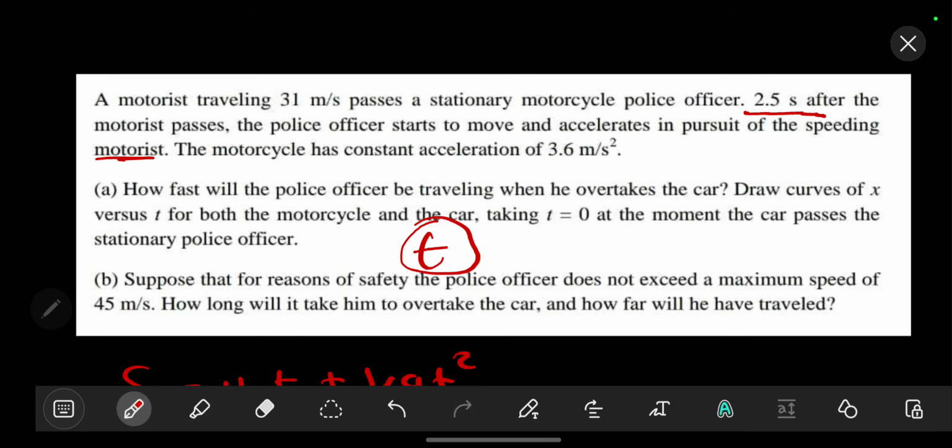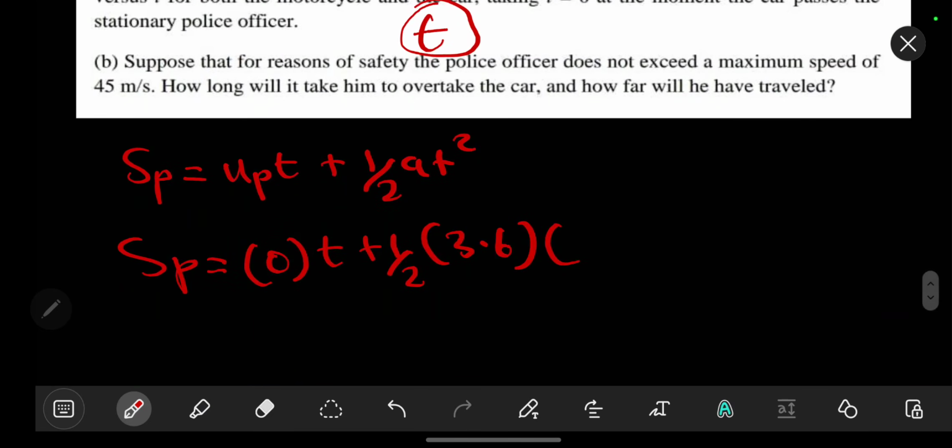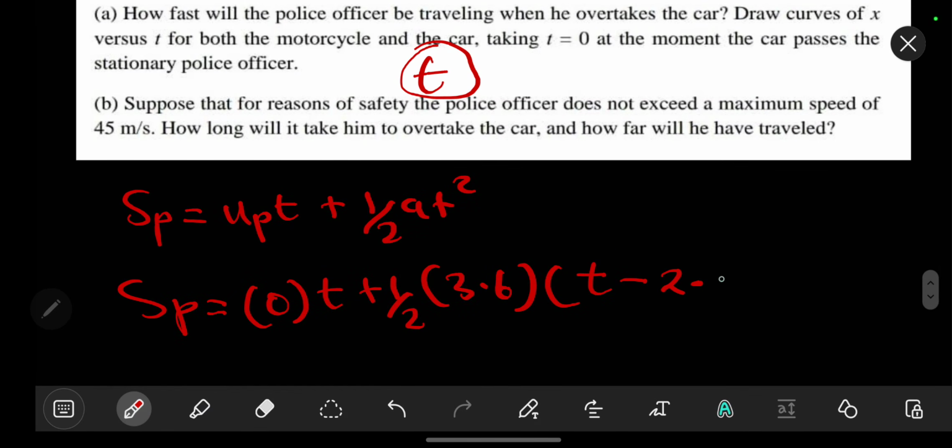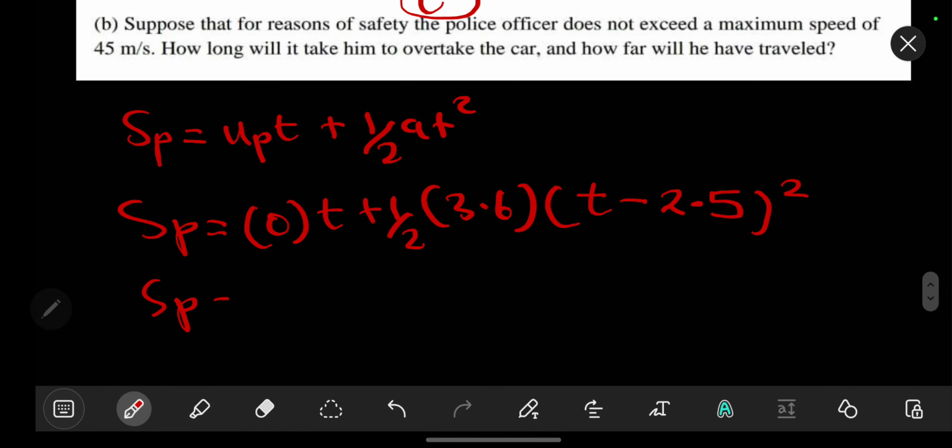So therefore, we are going to say the police officer started off after 2.5 seconds, meaning to say we have to subtract this time delay, like how I explained that one. So where t is, we are going to say the time minus our 2.5, which is our time delay. We square this. Then our s of the police should be equal to 0 by t is 0. We can forget about that. So we have our half. Let's multiply half by 3.6. This will give us 1.8 times our time minus 2.5, then we have our squared, like that.